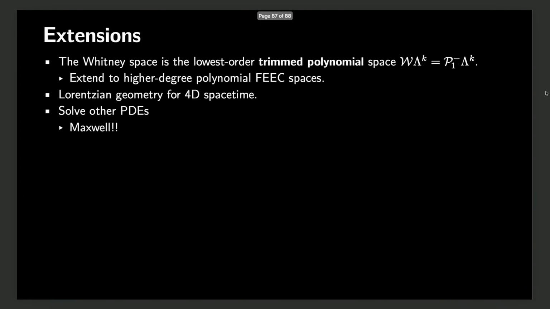Possible extensions would be to use higher polynomial degree basis functions. There exist arbitrary degree basis functions, in fact, but I only use the lowest degree. And it would be interesting to try to solve some problems in Lorentzian geometry in 4D spacetime. And of course, solve other PDEs like Maxwell or something similar.